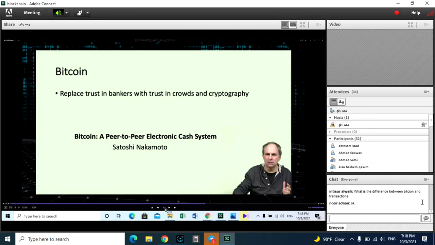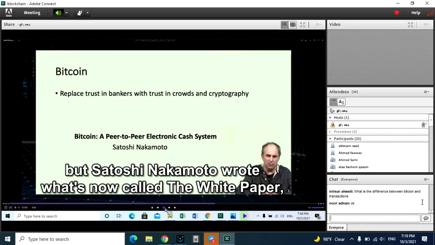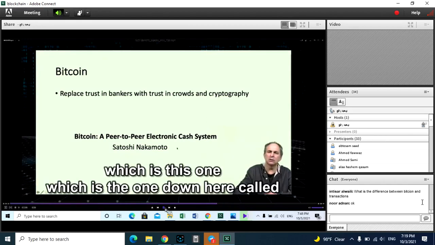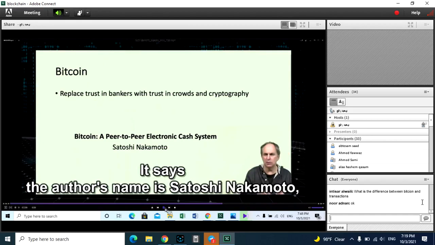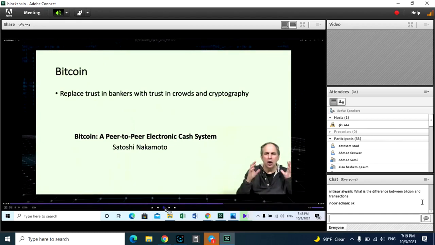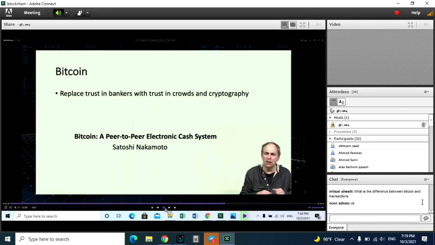Who is he? To answer this question, nobody knows who Satoshi Nakamoto is, or very few people know. Here is the paper: Bitcoin, a peer-to-peer electronic cash system, that's what it's called. And it says the author's name is Satoshi Nakamoto. And nobody knows who Satoshi Nakamoto is.